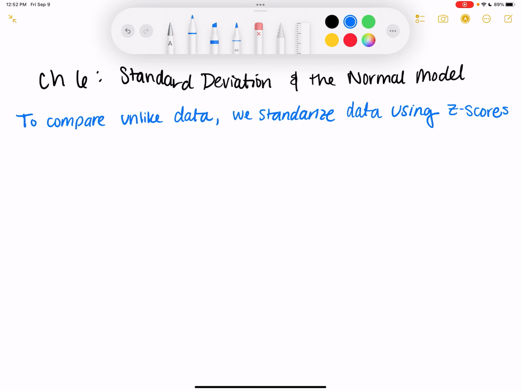So the formula for this is z equals y minus y bar over s. And these things each have a meaning. So y bar is the mean of the distribution, much like x bar that we've used before for mean. y is the data value. And s is the standard deviation.